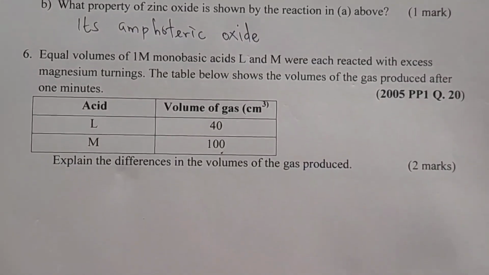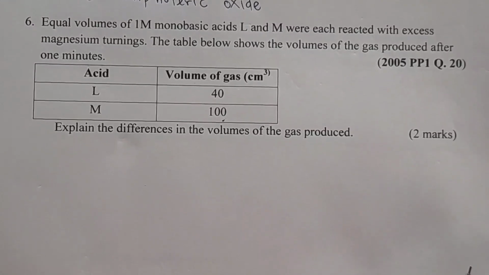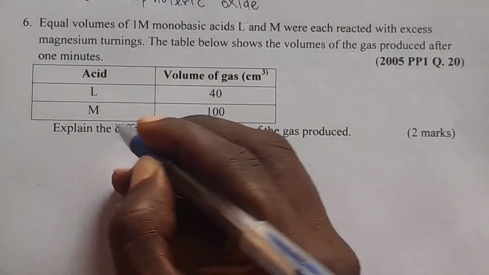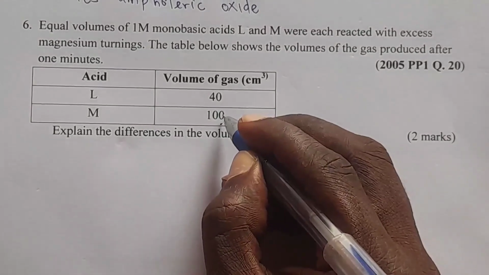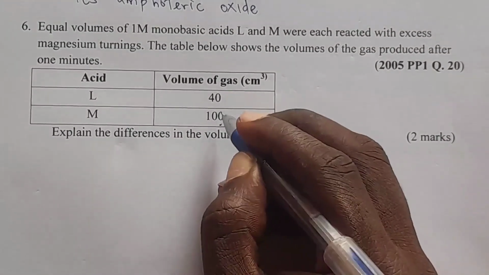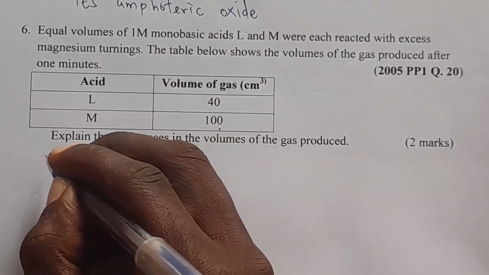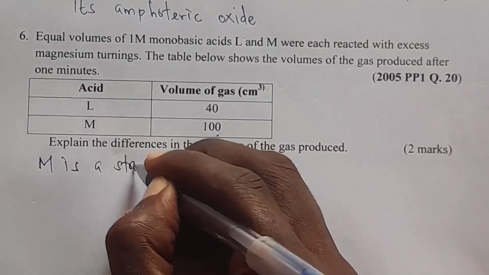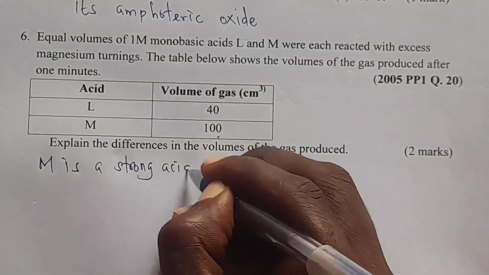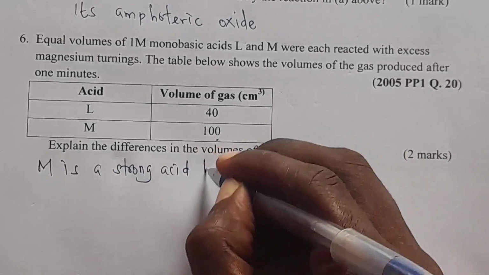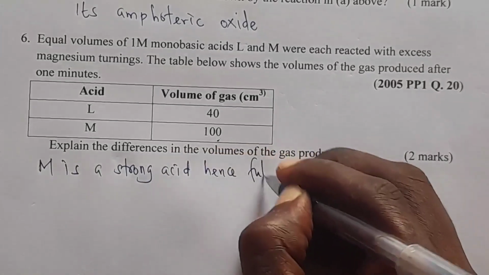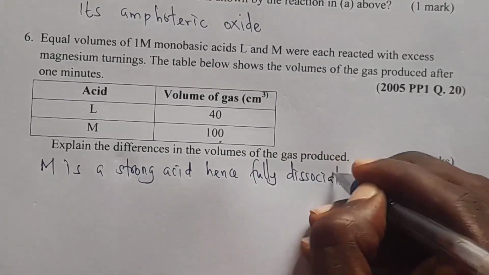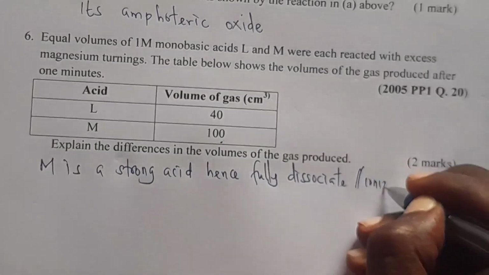So we are told to explain the differences in the volumes of the gases produced. So we are going to say M is a strong acid because it's the one that's producing a large volume of the gas. So we are going to say M is a strong acid, hence it fully dissociates, or we say fully ionizes, one and the same.